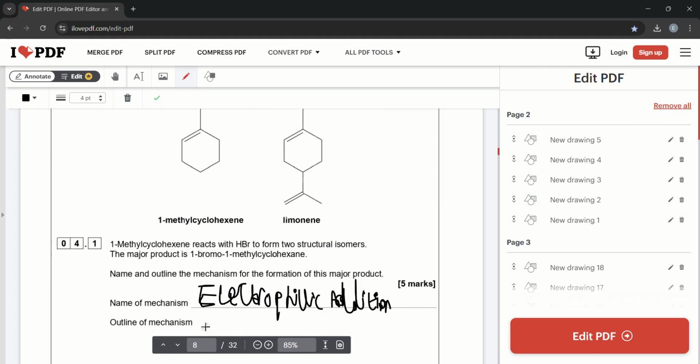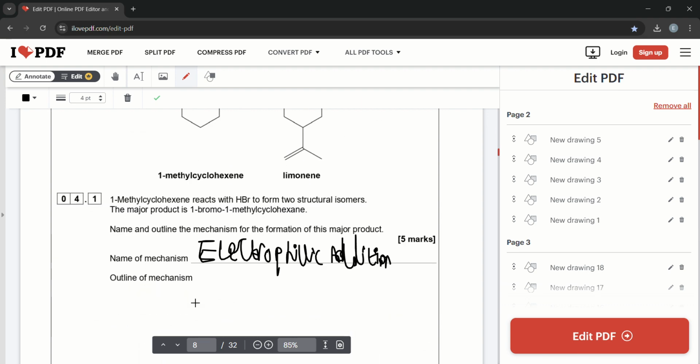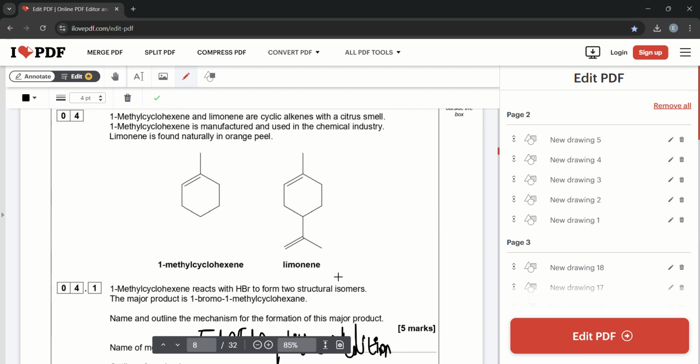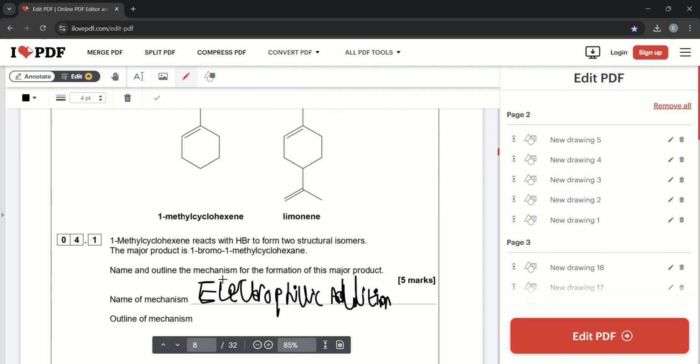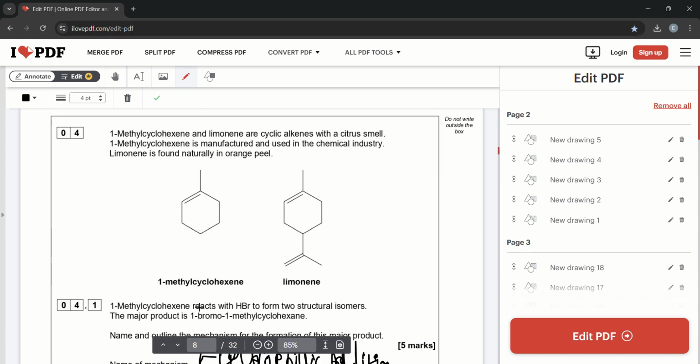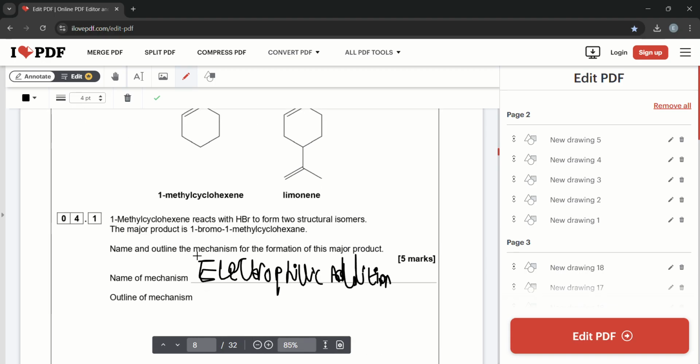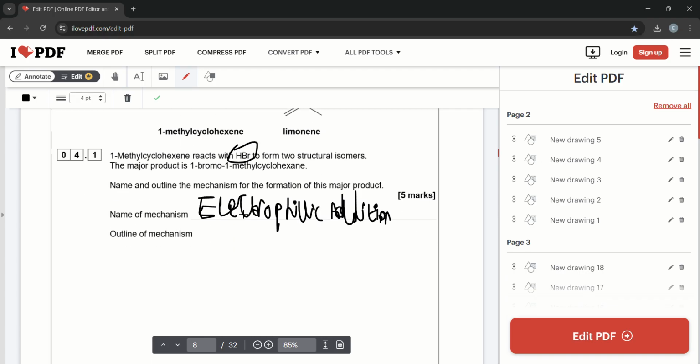Well, first things first, the naming of the mechanism. It's quite clearly going to be electrophilic addition, forming hexene, a cyclic alkene, and we've got two structural isomers. The big key takeaway is that it's reacting with a hydrogen halide to form the two structural isomers, and HBr is a hydrogen halide.